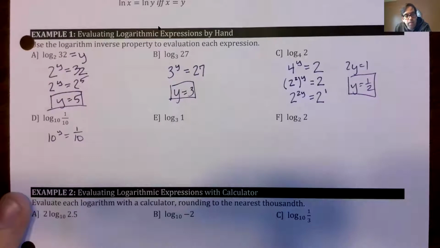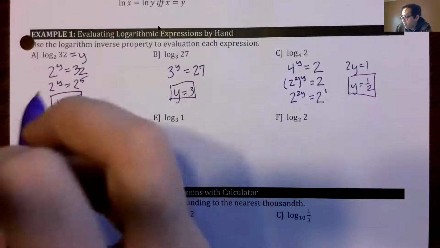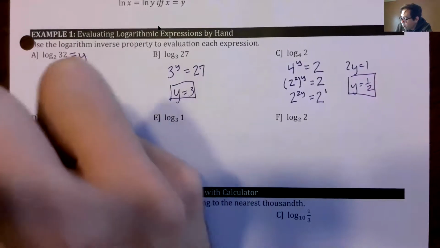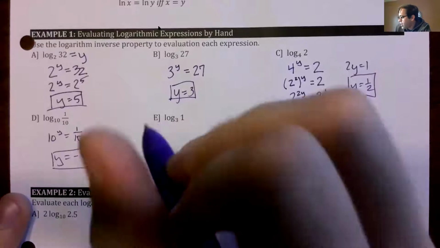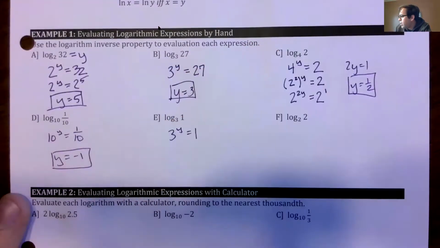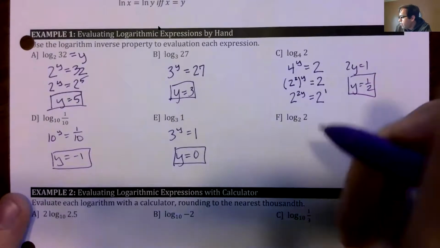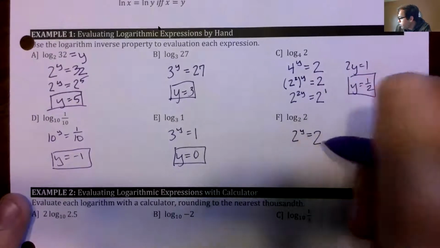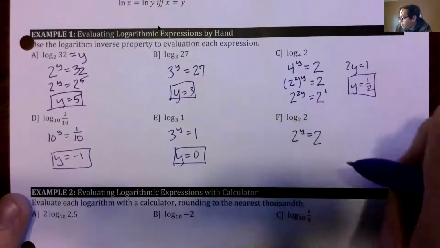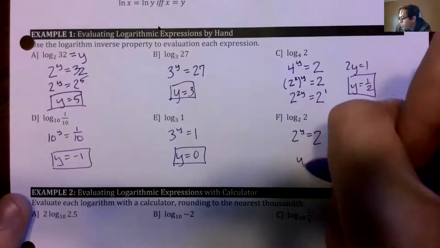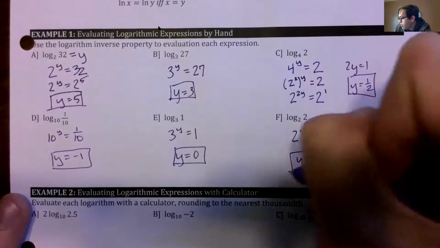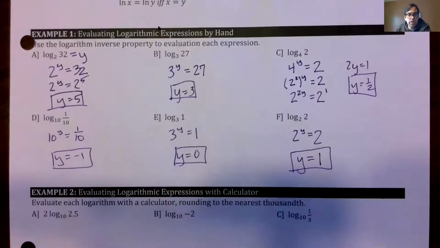And for this one, you need to remember the property that if I raise a number to the negative 1st power, it's like flipping it to the denominator. So y is going to be -1. In the next one, we have 3 to what power equals 1, and you need to remember that any number to the 0 power equals 1. And for the last one, we have 2 to what power equals 2, and you need to remember that any number to the first power is itself. So y is 1. All right, so there's your brief introduction and a good review of exponent properties.